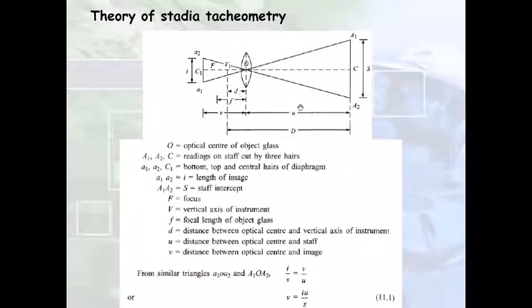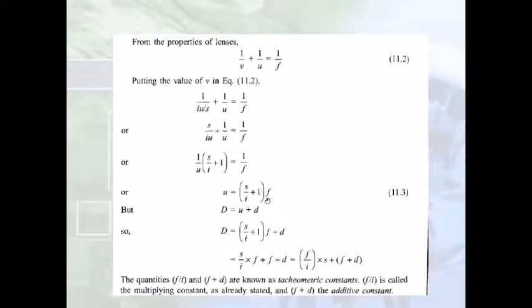So from here, they've calculated the value of small u and replaced it in terms of capital D and small d. And so at the end, you get this capital D, which is the distance that we want to calculate, is equal to F over I, which is the multiplying constant or the Stadia constant that we studied before, multiplied by S, which is the staff intercept, the difference between the upper hair reading and the lower hair reading, plus F plus D. And this F plus D is the additive constant.